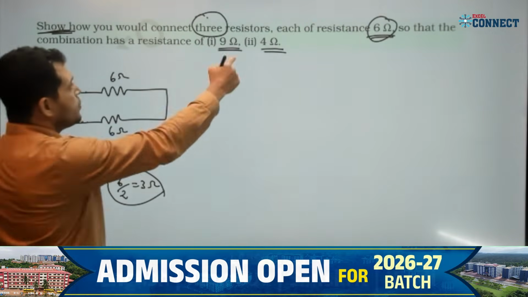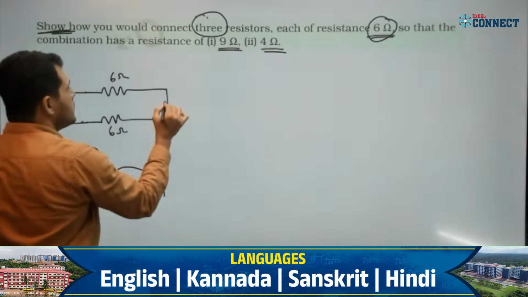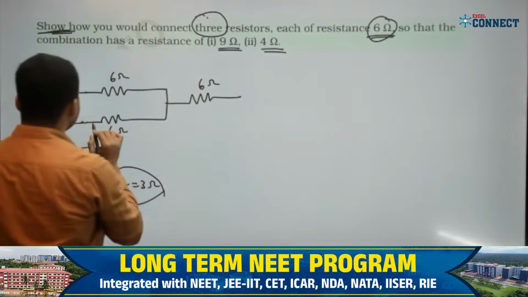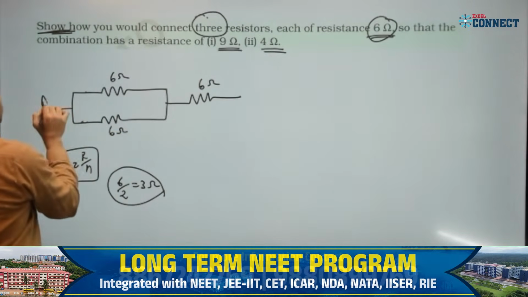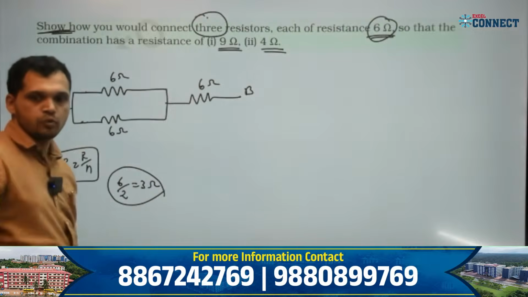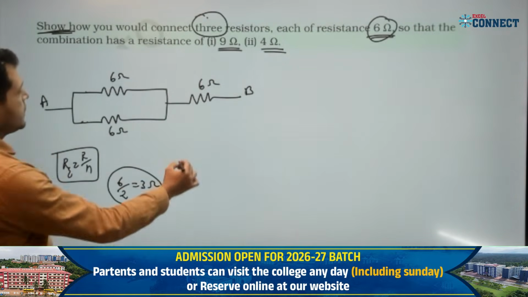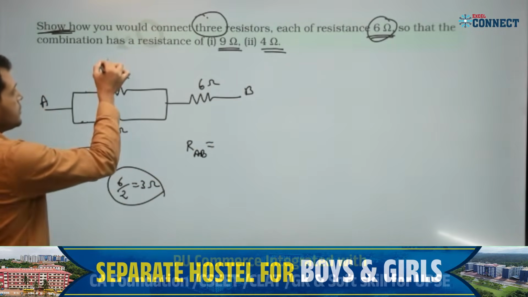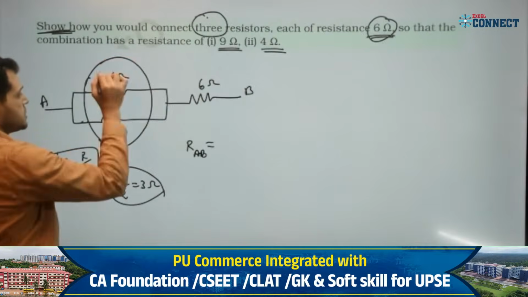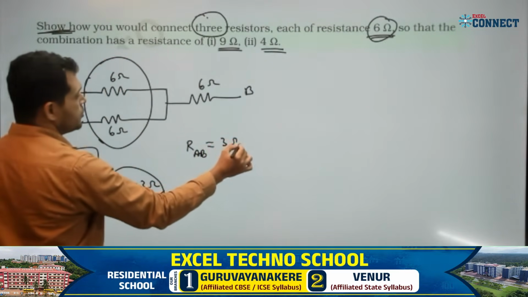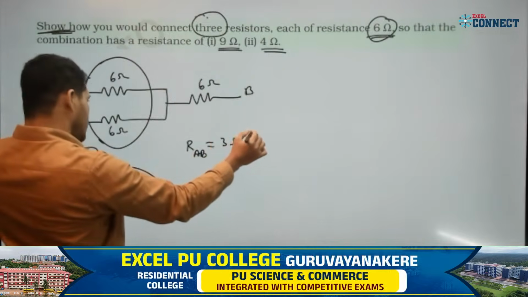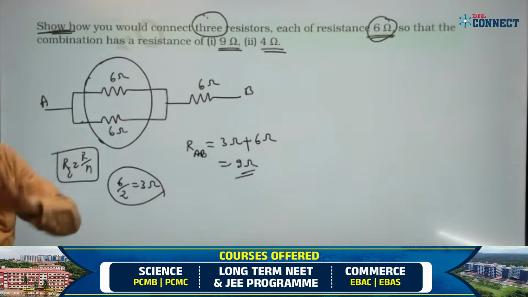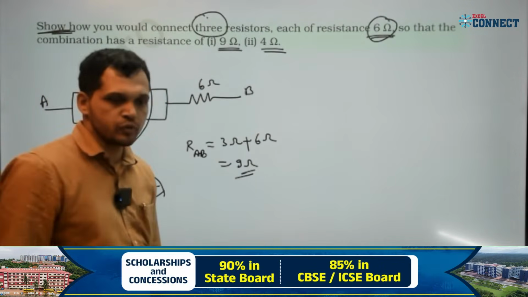Now this is 3. How much do I have to get? 9. I will take another 6 ohm in series. Now what is the equivalent between A and B, the two ends? First two resistors give 3 ohm, plus the series 6 ohm, total 9 ohm we get. That is the answer for the first question.